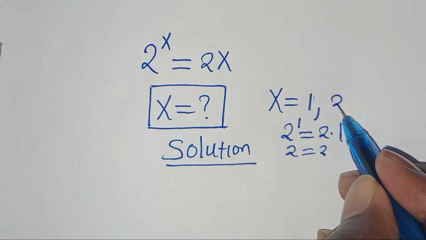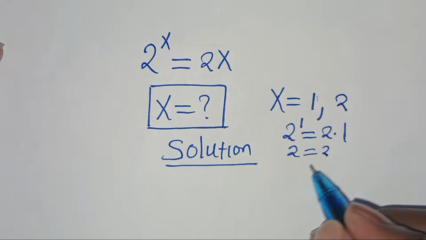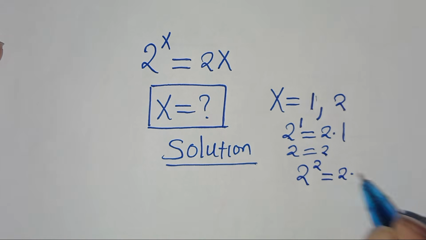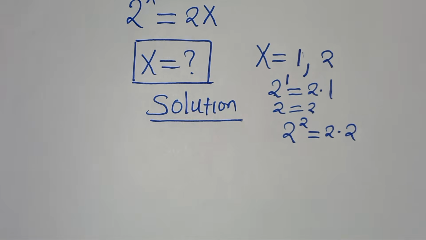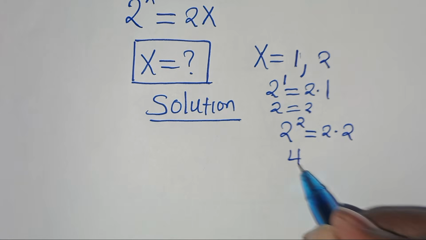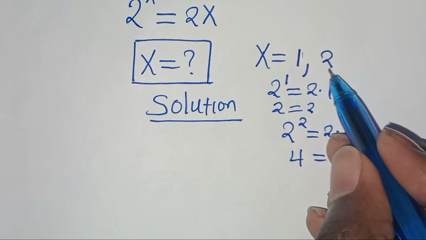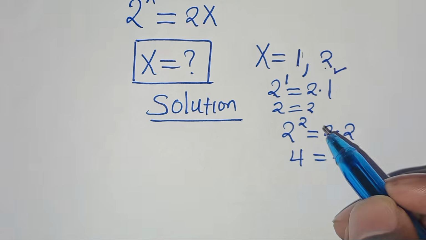Now let's check x equal to 2. So we have 2 to the power of 2, which is equal to 2 multiplied by 2. 2 to the power of 2 is 4, which is equal to 2 times 2, which is 4. And this implies that 2 is also one of the solutions.